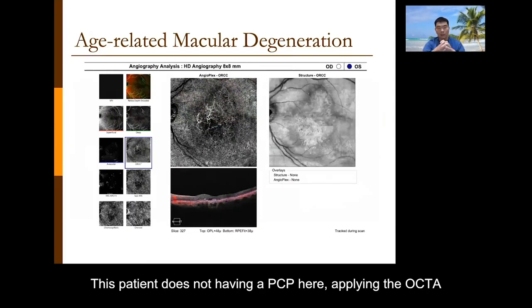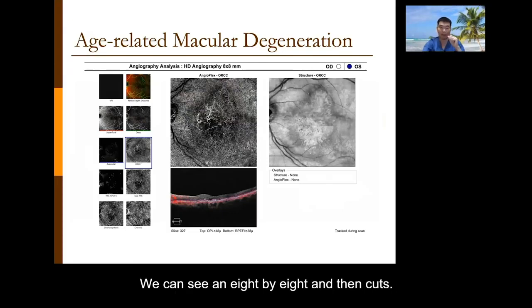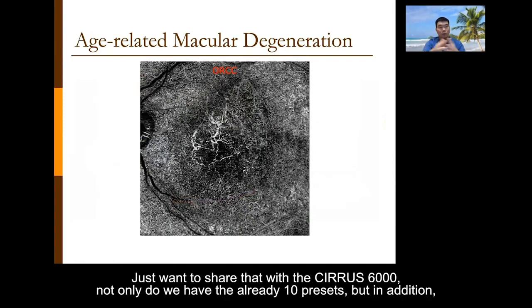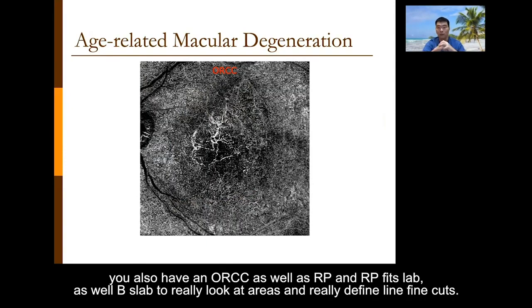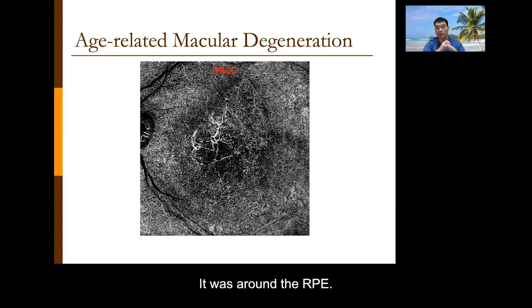Here, applying the OCT, we can see 8x8 mm cuts. We can see a very well-defined choroidal picture. I just want to share that with the Series 6000, not only do we have the already 10 presets, but in addition, they also have an ORCC or outer retina chorocapillary slab, as well as RPE and RPE fit slabs, as well as a sub-RPE slab to really fine cut areas around the RPE.